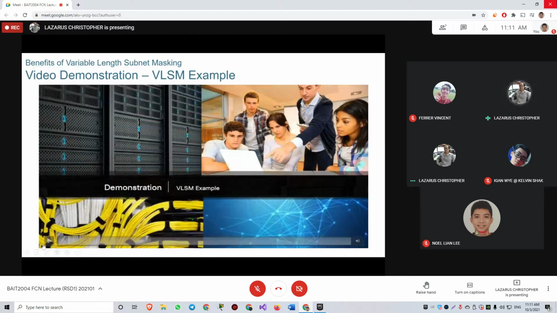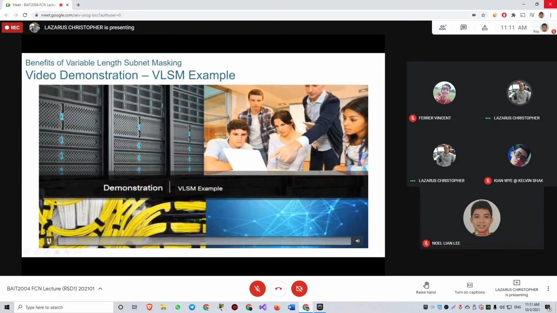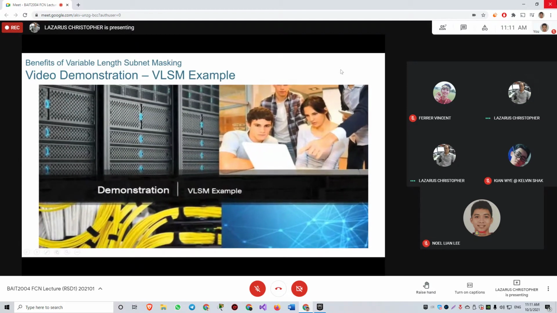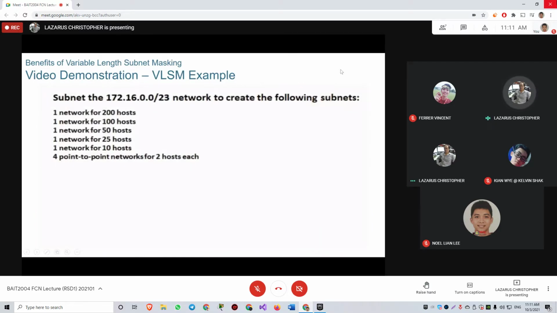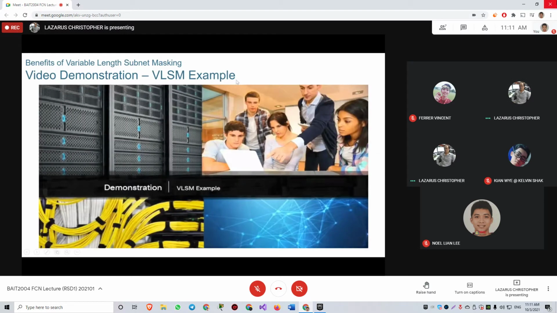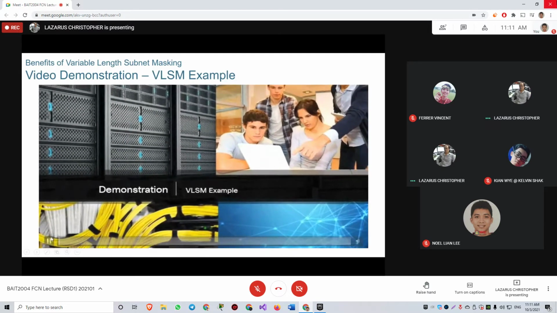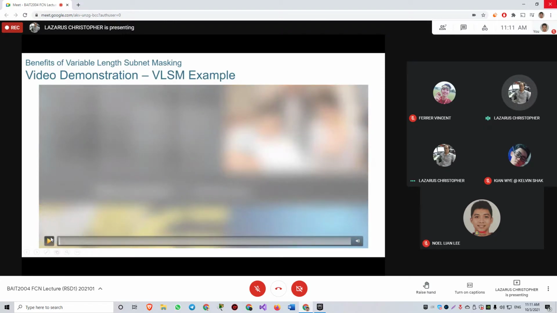Yeah, let's look at this video. In this scenario, the task is to subnet the 172.16.0.0/23 network. So, in this example, you can see the requirement of the subnets. Each subnet's required number of available hosts is different, right?